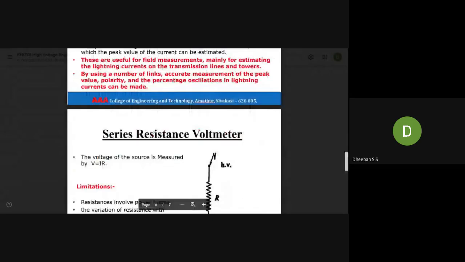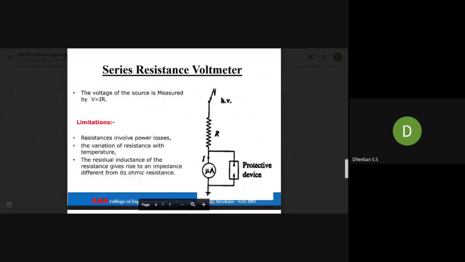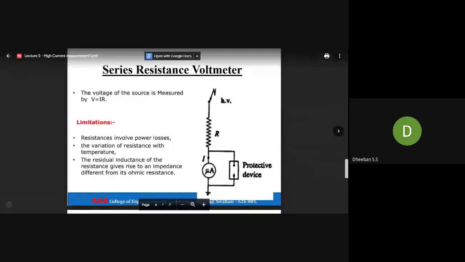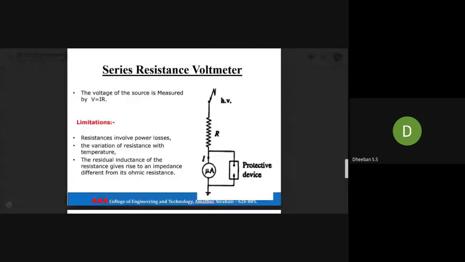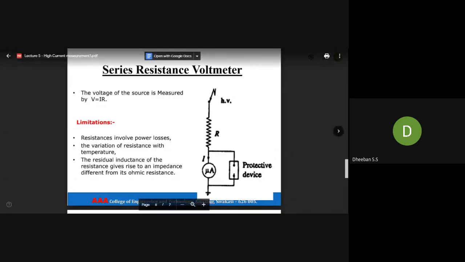Next is your series resistance voltmeter. This is a very simple concept. This is also based upon your Ohm's law. This is also similar to what you have seen in the measurement of your high DC voltage. What they'll be doing is applying your high voltage and using a very high resistance. This resistance will be connected to a microammeter, and based upon this microammeter, you can see the measured current.